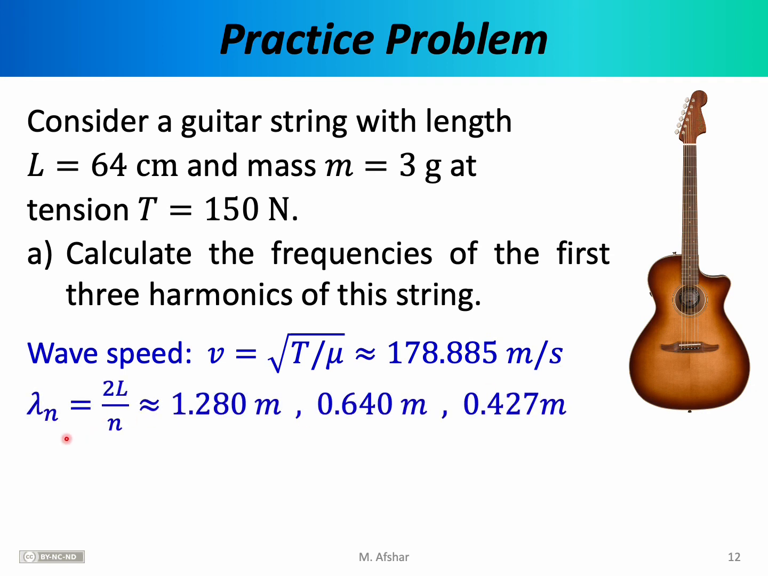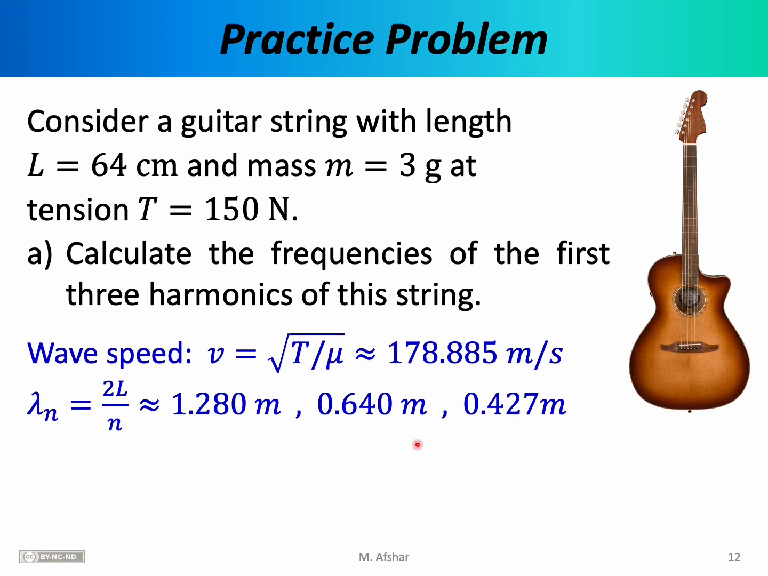We can also calculate the allowed wavelengths, although this is not absolutely necessary. Recall that for a node-node boundary condition, like a guitar string that's fixed at both ends, the allowed wavelengths are provided by this formula. We're going to use n equals 1, n equals 2, and n equals 3. Those are the first 3 resonant wavelengths or harmonics.